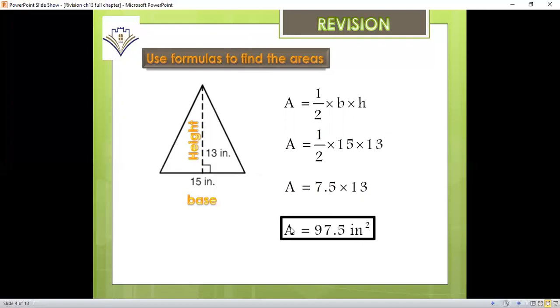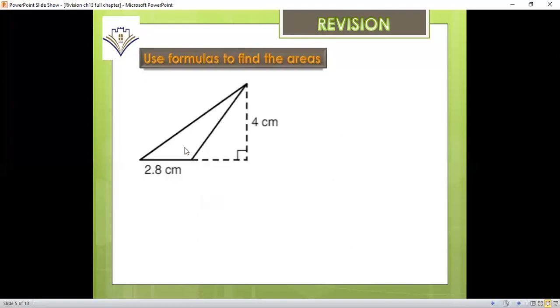Now, we should remember that there's a relation between the area of a triangle and the area of a parallelogram, and the area of a triangle is equal to half the area of a parallelogram. The next: use formulas to find the area of this triangle. What is the base here? Yes, the base is 2.8 centimeter.